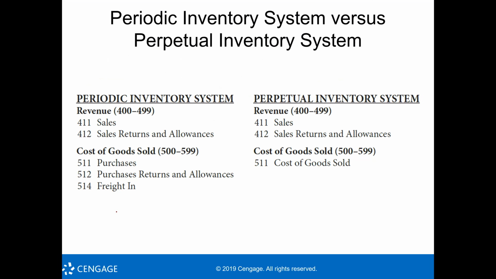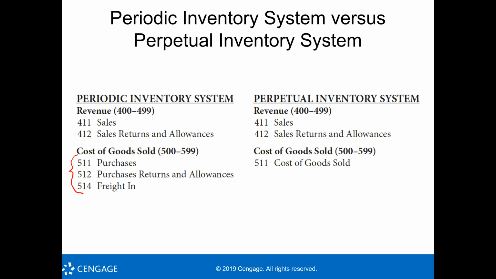All right, so this kind of highlights the differences between periodic and perpetual inventory. Remember, with the periodic inventory system, we're using purchases, purchase returns and allowances, freight in. With perpetual inventory, we do not use that. We use just the cost of goods sold account and merchandise inventory, right? So anything that's returned gets credited to merchandise inventory. Just some of the differences there between those two.